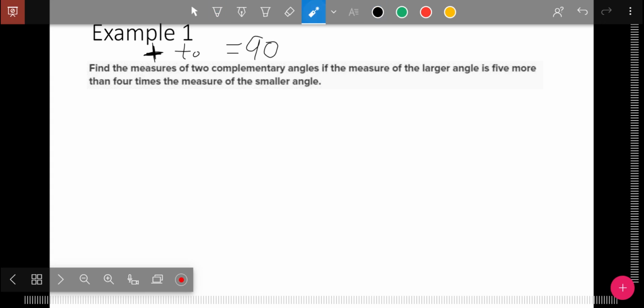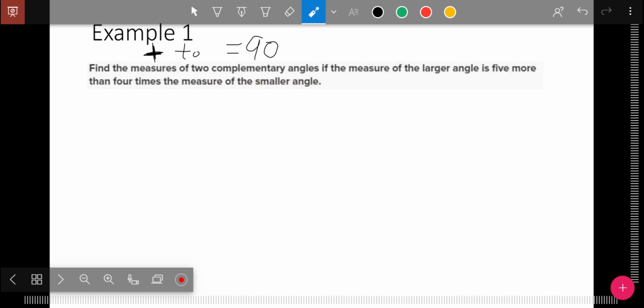Now let's keep reading. If the measure of the larger angle is 5 more than 4 times the measure of the smaller angle. Well, that's a tough lot of words there. The larger angle is 5 more. Well, I know what that means in math. And then 4 times, well, I know what that means in math, the measure of the smaller angle.